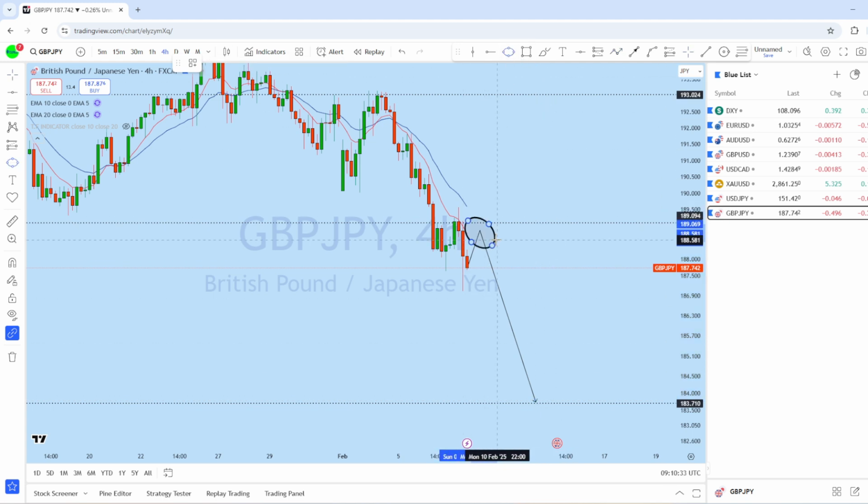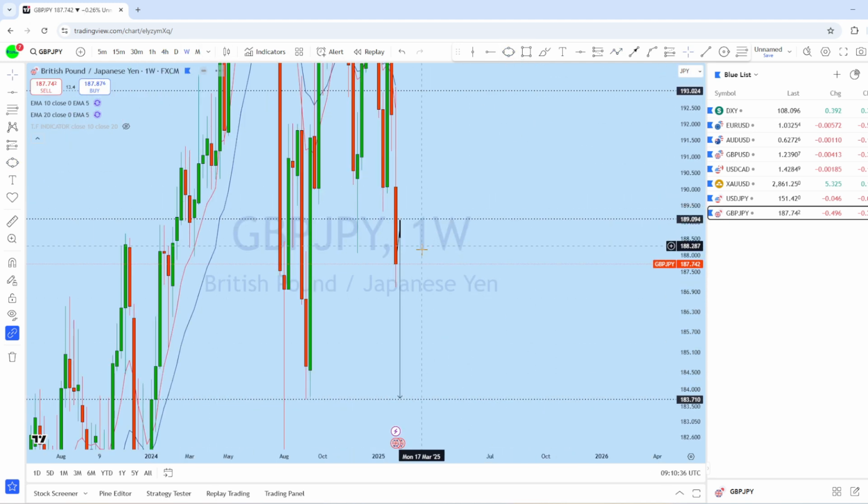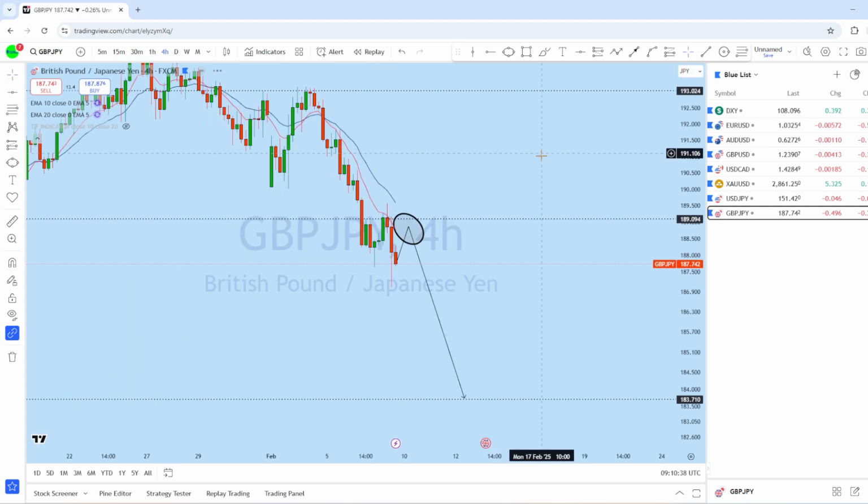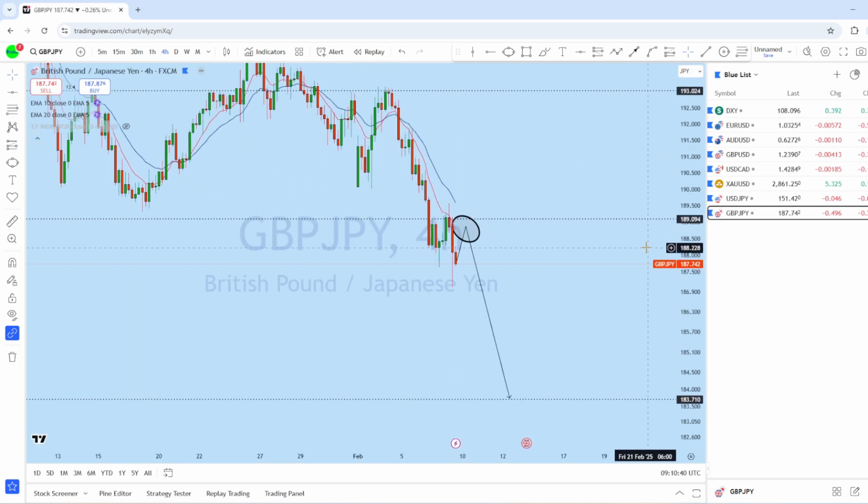This could be the wave. As we have seen from the weekly, there is a massive gap open. We could see further bearish continuation on GBP JPY.